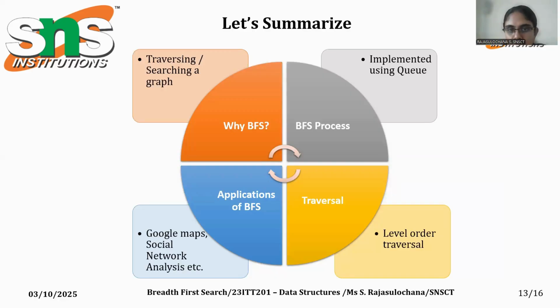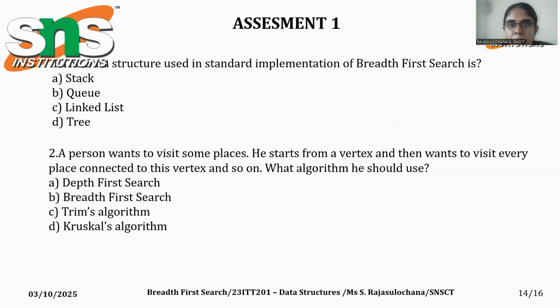So let us conclude with what we have seen so far. Initially we have seen what is BFS, how it is used for traversing or searching a given graph. And we have seen the BFS process where the Q data structure is used for implementing breadth first traversal. And we have explained this breadth first search or level order traversal with the help of an example graph. And at last, we have seen the applications of BFS, which includes social network analysis, web crawling, indexing, and navigation in case of Google Maps.